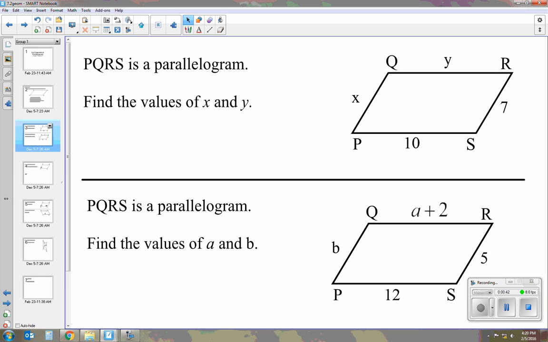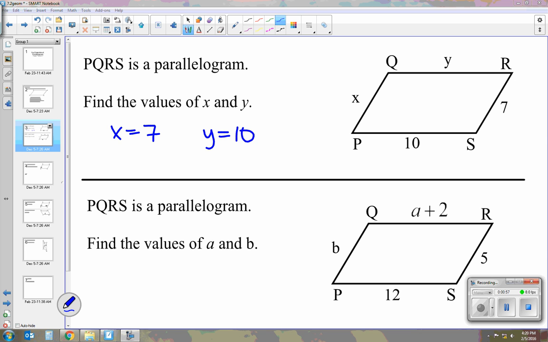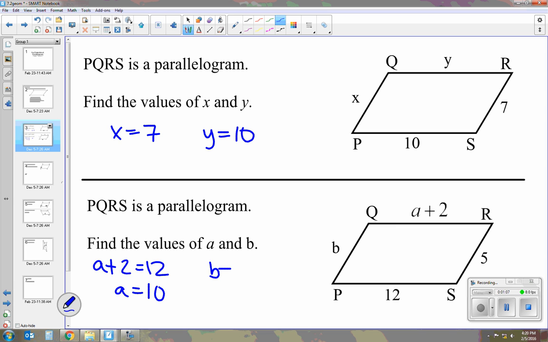Well, if we use our properties for a parallelogram, opposite sides are congruent. So if we solve for x, x is equal to 7, and y is equal to 10. Now, if we look at the bottom one, a plus 2 is going to equal 12. We can just solve for that, so a will equal 10, and then b will equal 5. So opposite sides of parallelograms are going to be congruent.